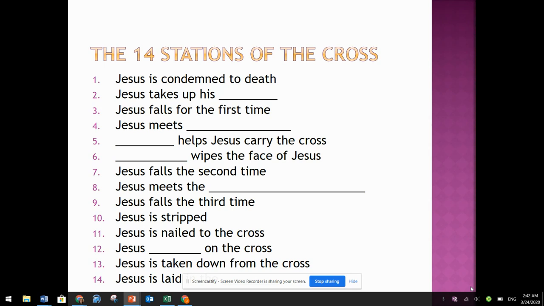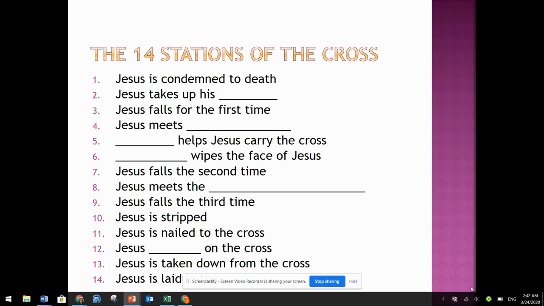Number seven, Jesus falls the second time. Eight, Jesus meets the women of Jerusalem. Nine, he falls the third time. Ten, he is stripped of his clothing. Eleven, Jesus is nailed to the cross. And then twelve, Jesus dies on the cross.